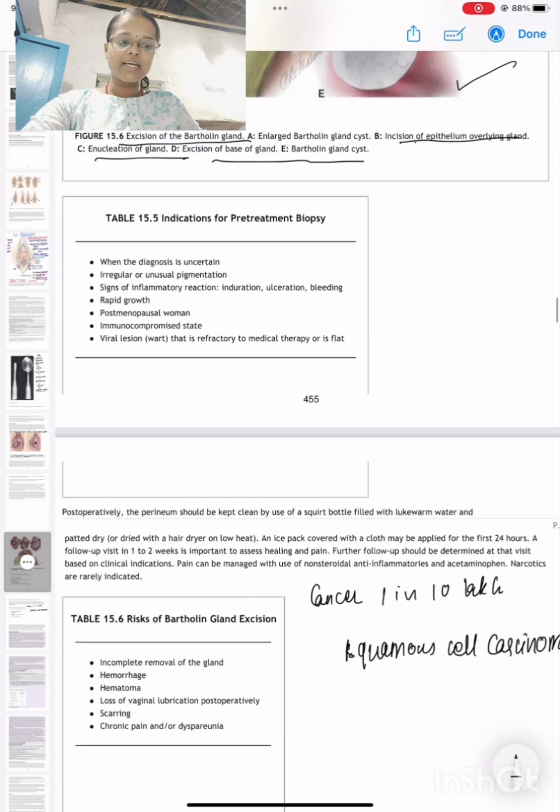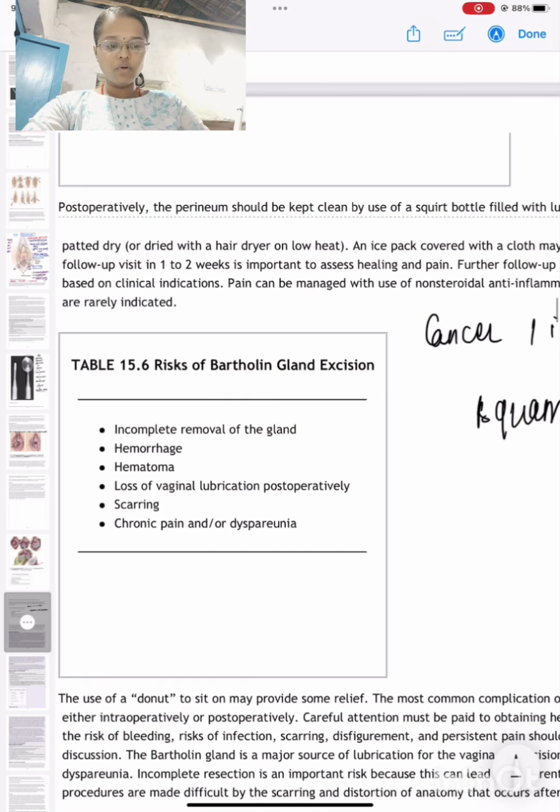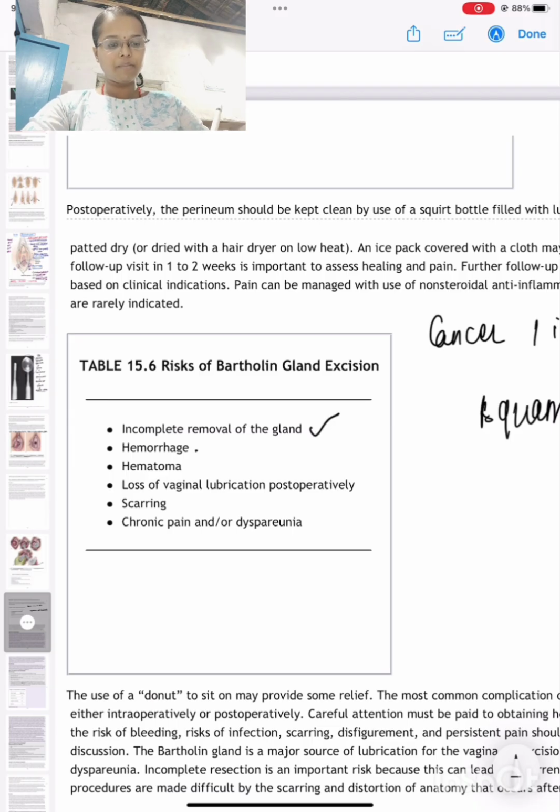Cancer or malignant change is very rare. 1 in 10 lakh patients will get cancer in Bartholin gland, and when it happens, it is squamous cell carcinoma. So can we do excision as the first thing itself, instead of doing aspiration or marsupialization or putting a Word catheter? The thing is, Bartholin gland excision is not that easy because it is very vascular. When you are excising it, there is a high chance of torrential hemorrhage and hematoma formation. These are the risks of Bartholin gland excision: you can remove it incompletely, or there can be hemorrhage, or hematoma, and loss of vaginal lubrication postoperatively. There may be scarring, chronic pain, and dyspareunia.